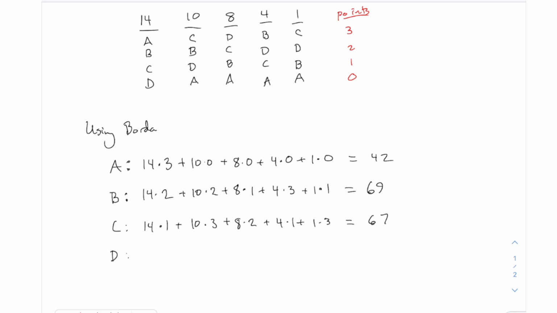And then D, I go 14 times 0 from the first column. D gets 1 point in the second column, so that's 10 times 1. 3 points in the third column, that's 8 times 3. 2 points in the fourth column, that's 4 times 2. And then 2 points in the last column, 1 times 2. Add these up, and I get 44. And so the answer is B.